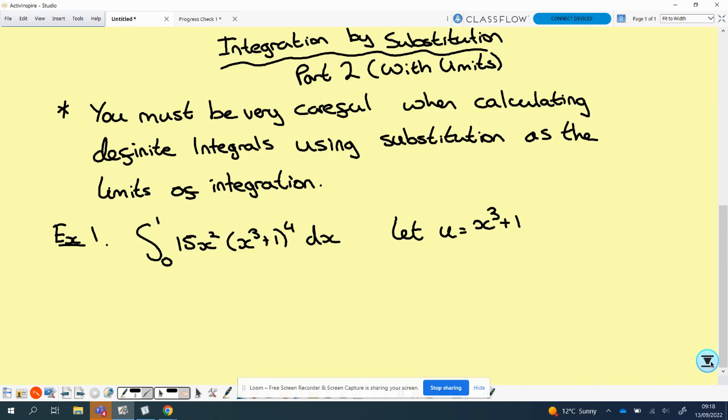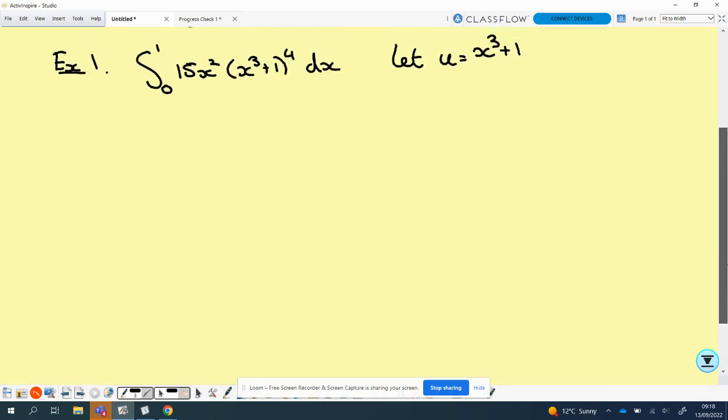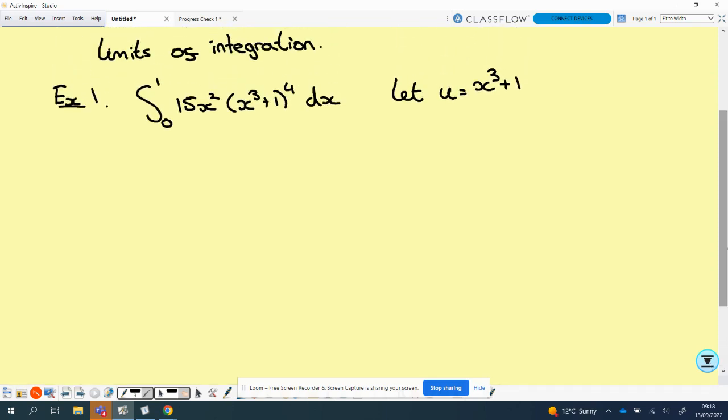So the first step that we're going to do remains the same, as in we need to differentiate that u function. Okay, so we're going to have du by dx, which becomes 3x squared. And if you remember from the previous video, we want to substitute dx out, so that means we're going to rearrange for dx, which means that's going to be du over 3x squared. So nothing's really changed yet so far.